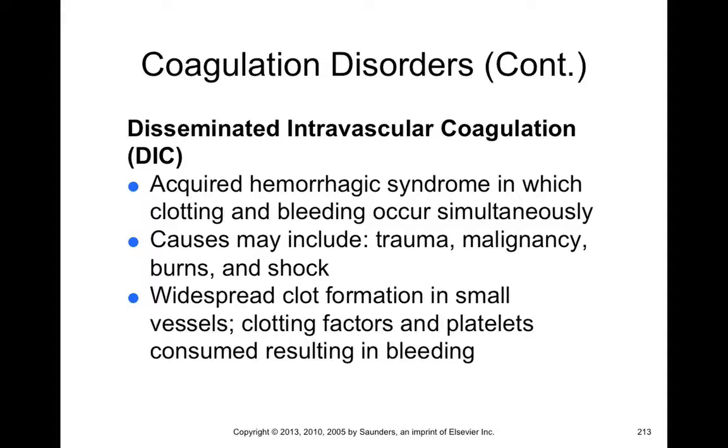Now, disseminated intravascular coagulation, or DIC, is an acquired hemorrhagic syndrome where clotting and bleeding occur simultaneously. And that sounds kind of weird, but the cause of this can include trauma, malignancy, burns, and shock. And the reason why you get both clotting and bleeding simultaneously is that widespread clot formation in small vessels can actually lead to the depletion of clotting factors. So once your clotting factors and platelets have been consumed, and there's no additional clotting factors or platelets in your bloodstream to form new blood clots, this results in excessive amounts of bleeding.